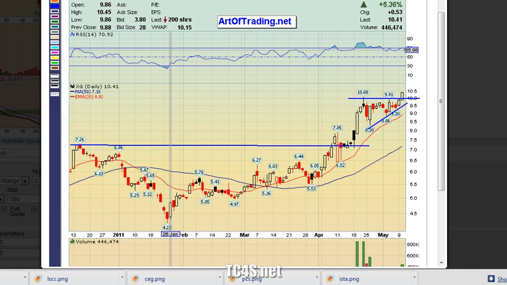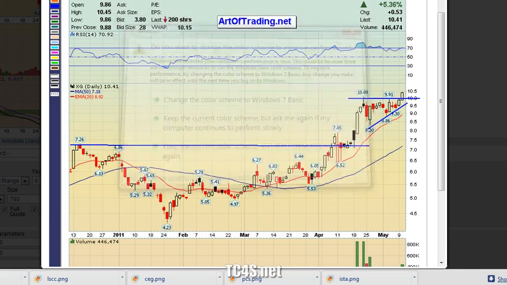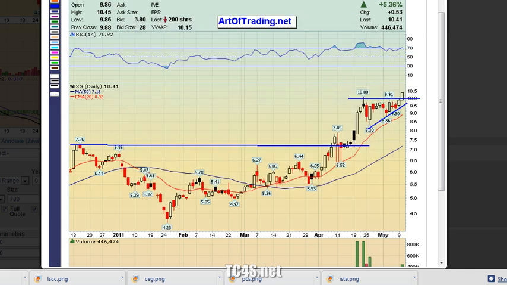So the fact that the alert price was 10, and the stock opened at 9.86, so it opened below the alert price, meant this setup was probably going to be a good one, one that I was going to be interested in, had 10 been broken to the upside.